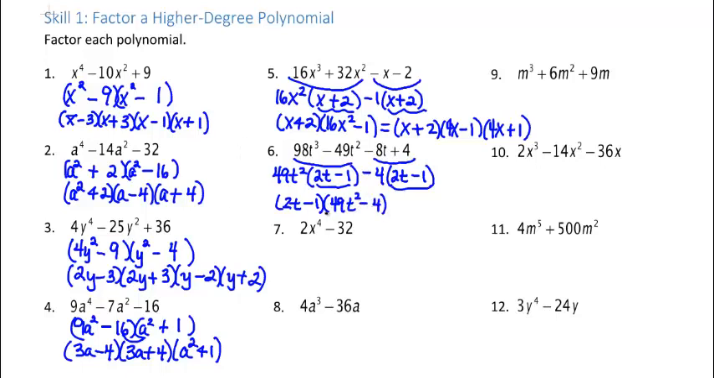But this is the difference of 2 squares, which factors further, so we have 2t minus 1, and then 49t squared minus 4 is 7t minus 2 times 7t plus 2.